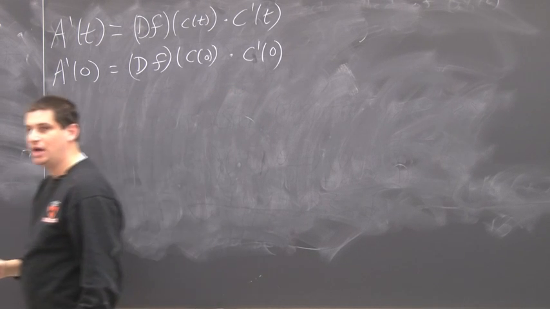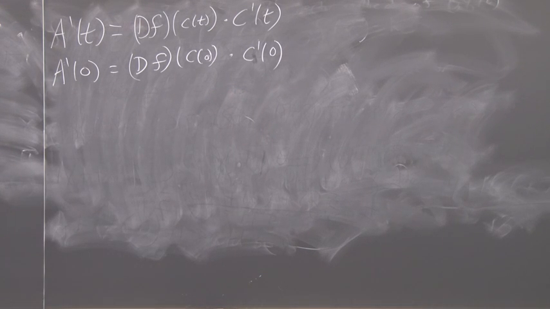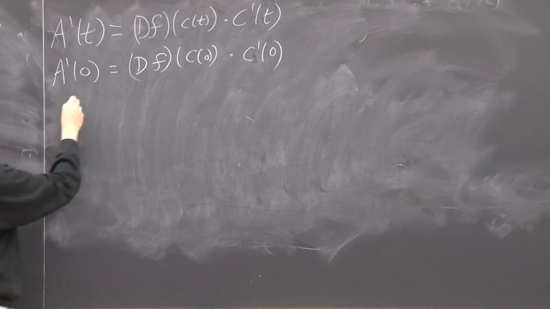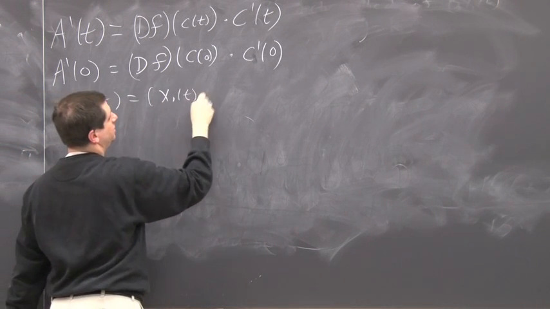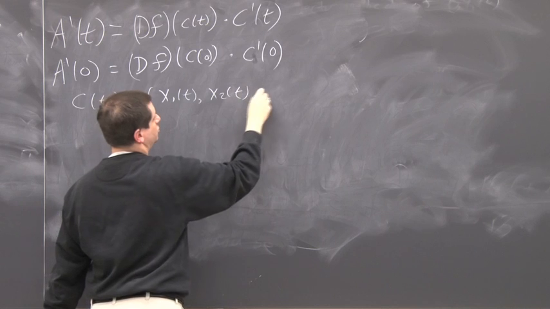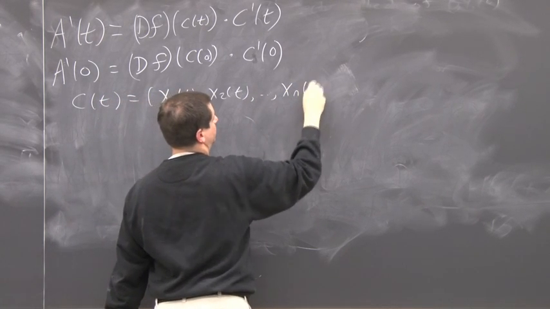Let's write this out the long way using the chain rule. So c of t is x1 of t, x2 of t, dot, dot, dot, xn of t.